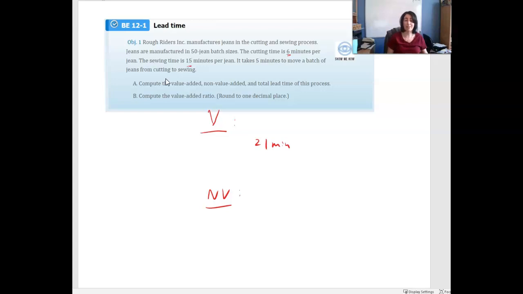Well, non-value-added time is going to be two things. You've got a move time in here. It takes 5 minutes to move a batch of jeans from one process to the next. That move time is non-value-added.